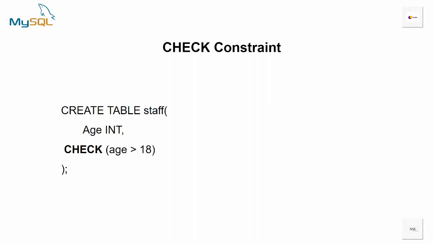So this check constraint is going to check to ensure that every age that goes into the age column of this table is greater than 18. Otherwise, there's going to be an error. Let's head back to command line client.